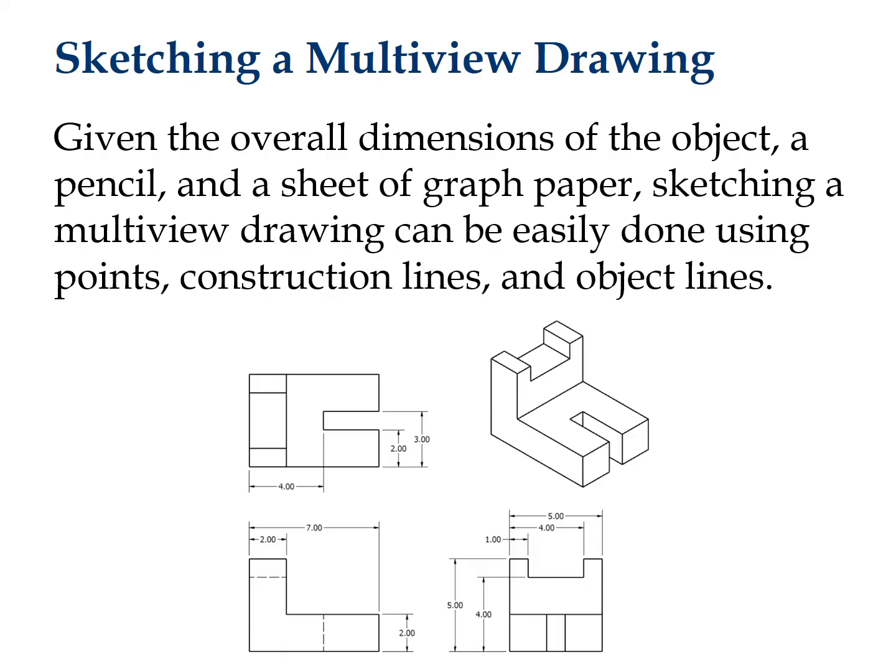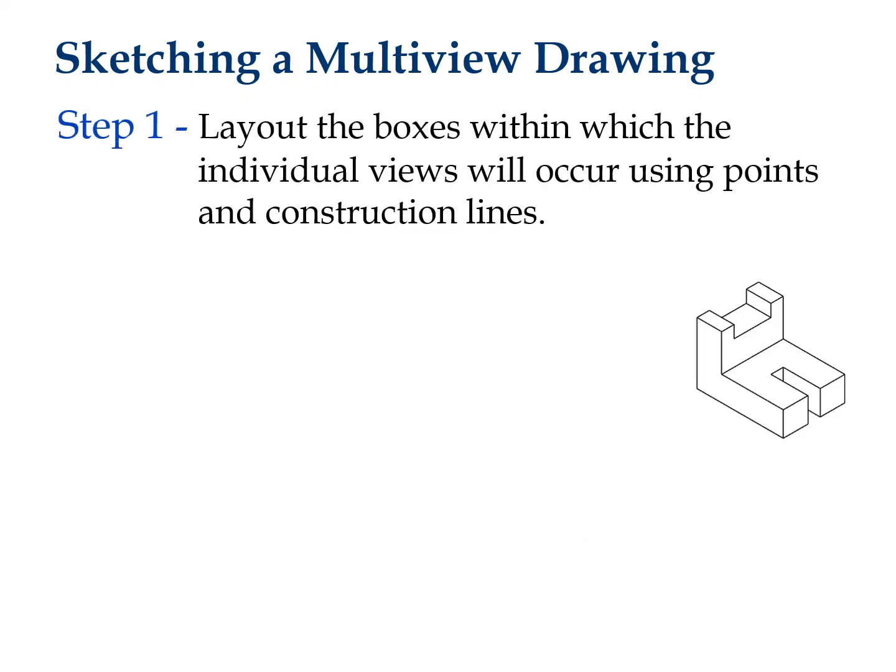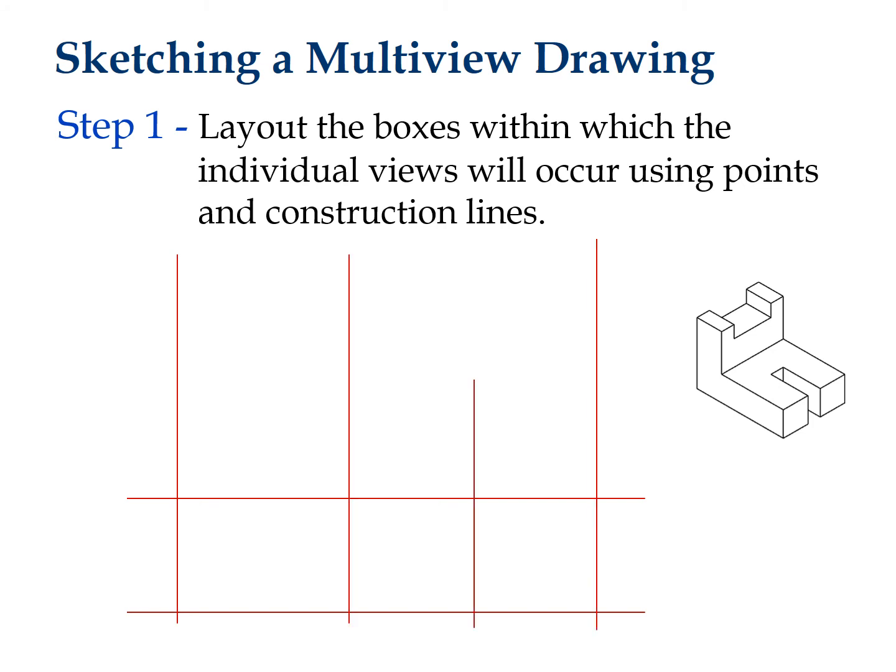Given the overall dimensions of the object, a pencil and a sheet of graph paper, sketching a multi-view drawing can be easily done using points, construction lines, and object lines. First, lay out the boxes or the areas within which the individual views will occur using points and construction lines. If you're using graph paper, this process will be a lot easier. Notice that the front view, top view, and right side view would be drawn in the blue highlighted areas.